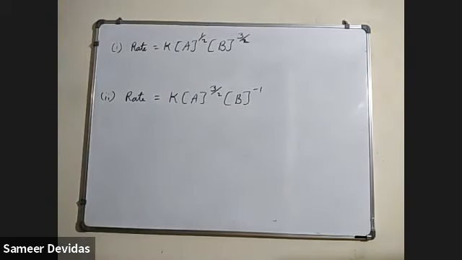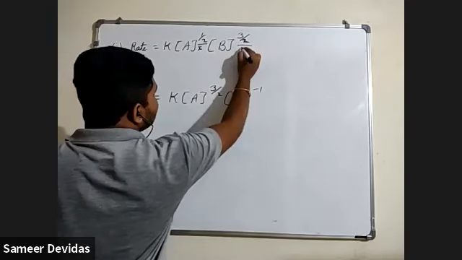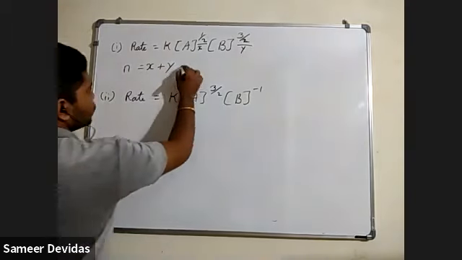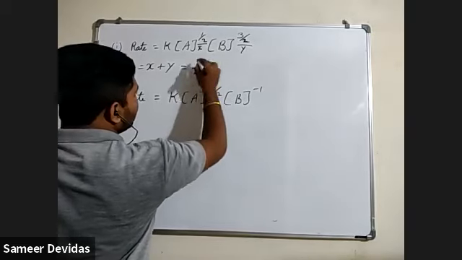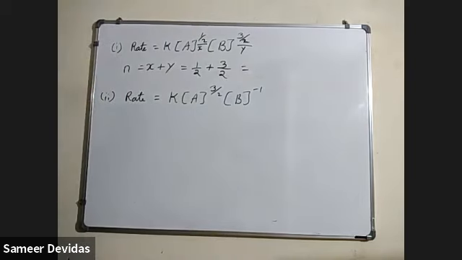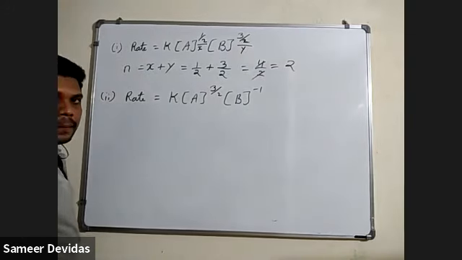You need to find out what, students? You need to find out the order in this case. Order, that is n. In this case, this is considered as x, this is considered as y. So what is the formula? X plus y. So here 1 plus 2, 1 upon 2 plus 3 upon 2. Find out the answer. What is the answer? 4 upon 2, yes, 4 upon 2 cancel. Answer is 2. Am I right?